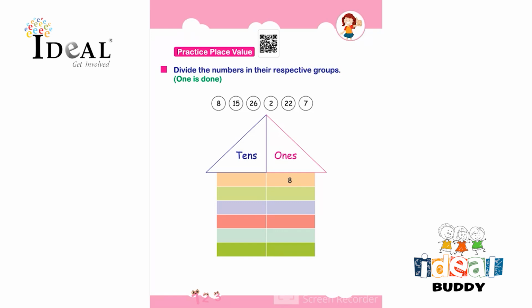Hello everyone. In this worksheet, the topic is practice place value. Divide the numbers in their respective groups. 1 is done. So over here, the number 8, it's a single digit. So it is placed under 1. So 8 is at the ones place. Then for 15, it's 1 tens and 5 ones. 26, 2 tens, 6 ones. 22, 2 tens, 2 ones. 7, 7 ones.